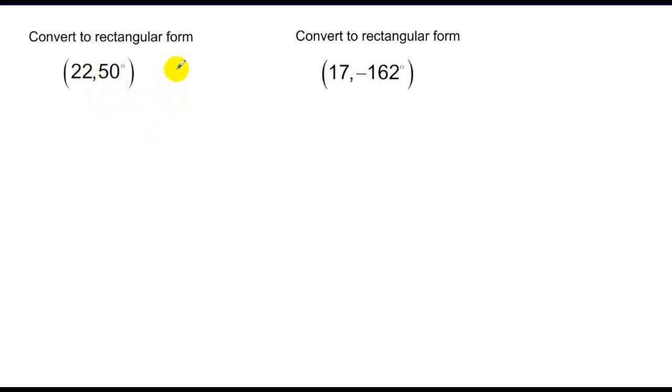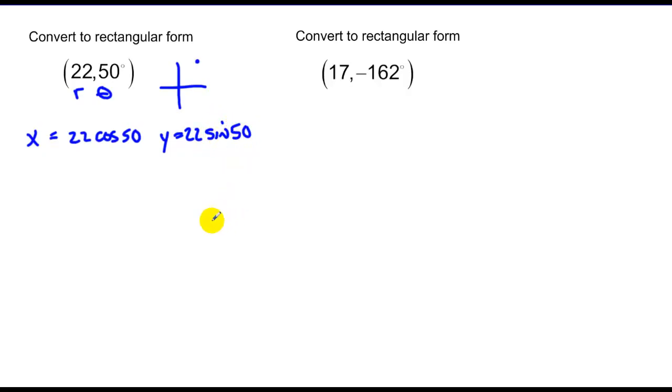We have 22, 50, which puts us somewhere over here, and we know that x is equal to our radius, which is 22, times the cosine of 50, and y is equal to 22 sine of 50. Now we just plug into our calculator, making sure we're in degree mode, and we get the point 14.14 and 16.85, which is a first quadrant point, which is roughly where we should be.